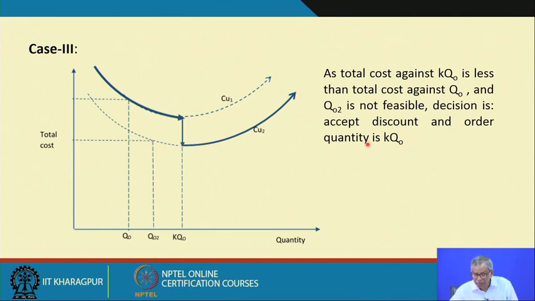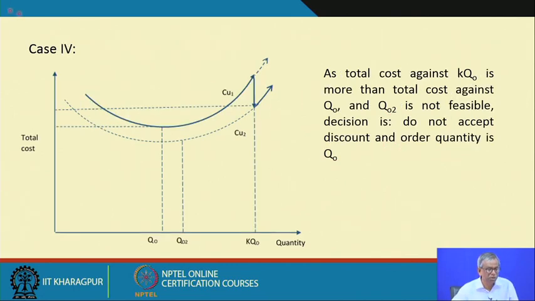So the decision is accept discount, but the order quantity cannot be Q02, it is K into Q0, because against K into Q0 the total cost is this, but against Q02 the total cost is higher. So that's why you accept the discount, but the order quantity is K into Q0.